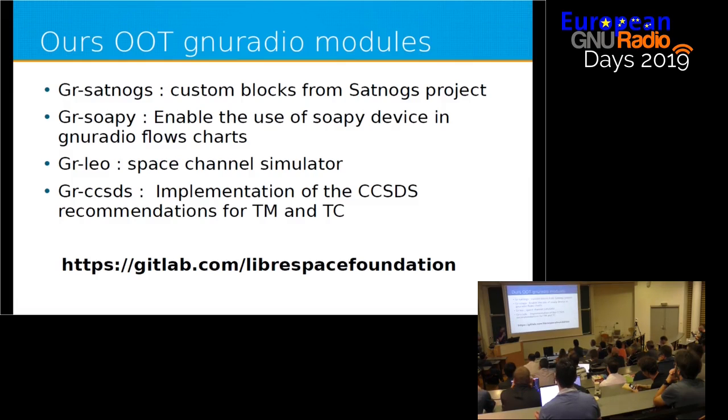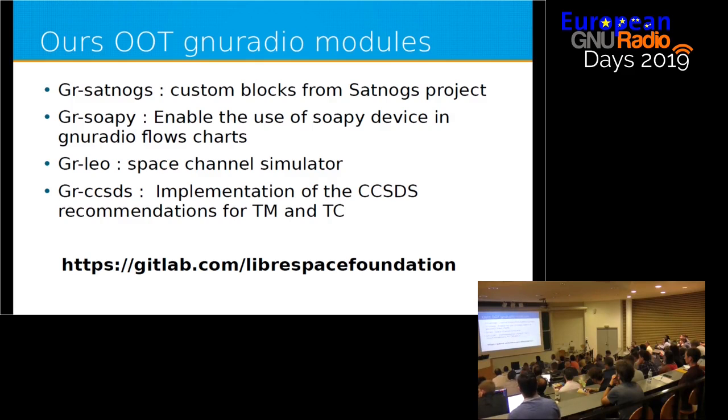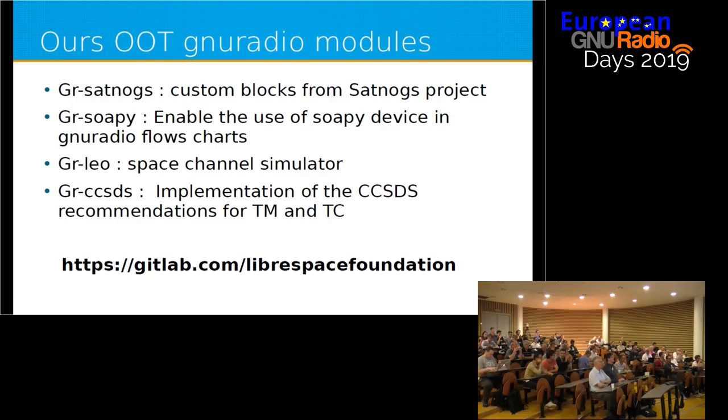So now, to come back to GNU Radio, we have several out-of-tree GNU Radio modules. The first is the SatNOGS out-of-tree module, which has the custom blocks used for the project. It enables you to do the Doppler correction and a few other useful things. We also have the GNU Radio SoapySDR module, so you can use any SoapySDR device in your GNU Radio flow graph. It's also useful to be able to use a remote peripheral on your network, and it works very well.